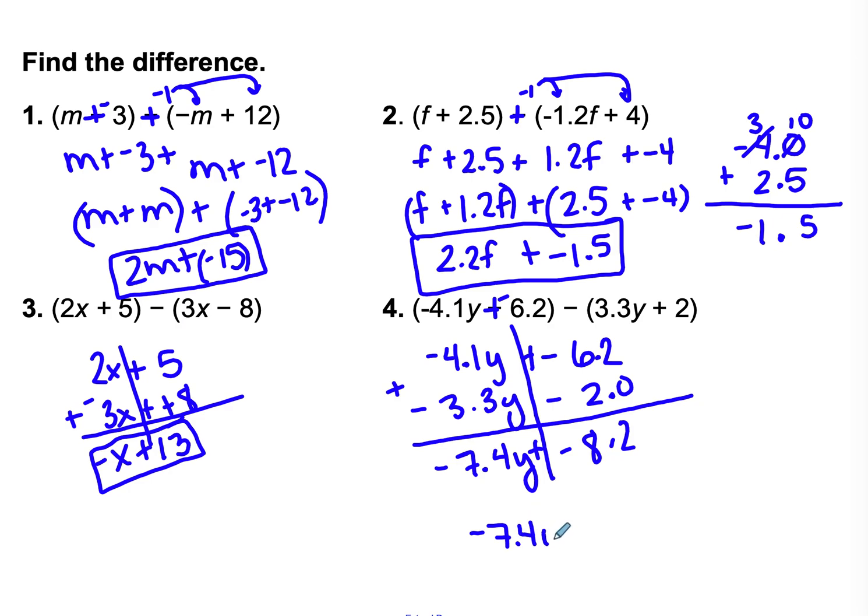Negative 7 and 4/10 y plus negative 8 and 2/10. Or you could write it as negative 7 and 4/10 y minus 8 and 2/10.